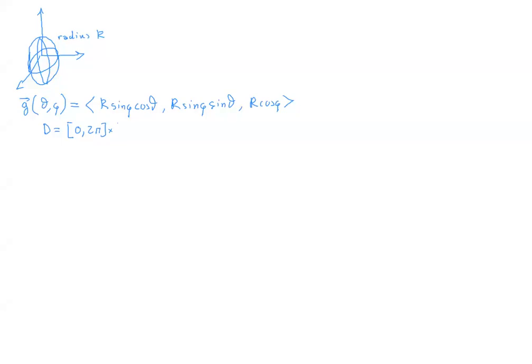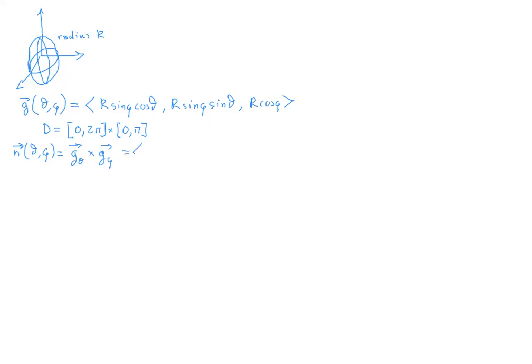So times 0 to pi, which is the full range for phi. And now the interesting part is that we will have to compute the normal vector and subsequently its magnitude. So this is a very, very interesting computation. Let's try to do this computation. So this will be g sub theta cross g sub phi.